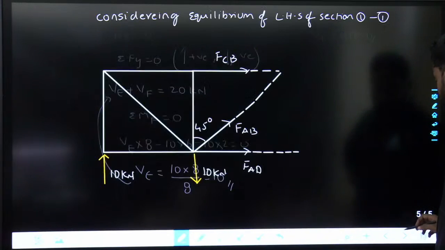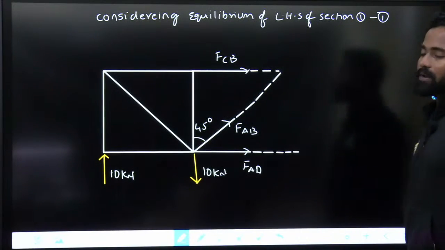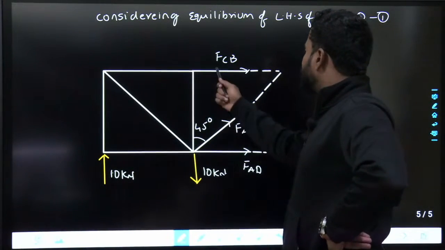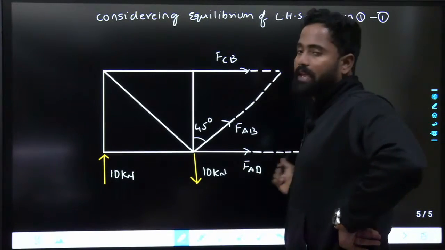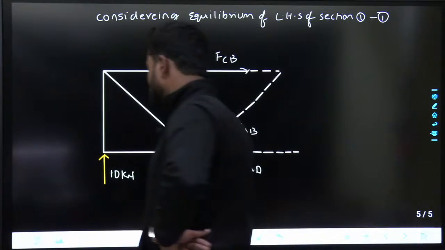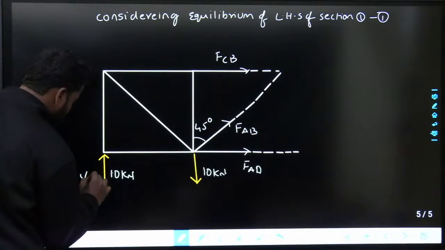Now, how are you going to find out FAB? FCB is also horizontal, FAD is also horizontal.